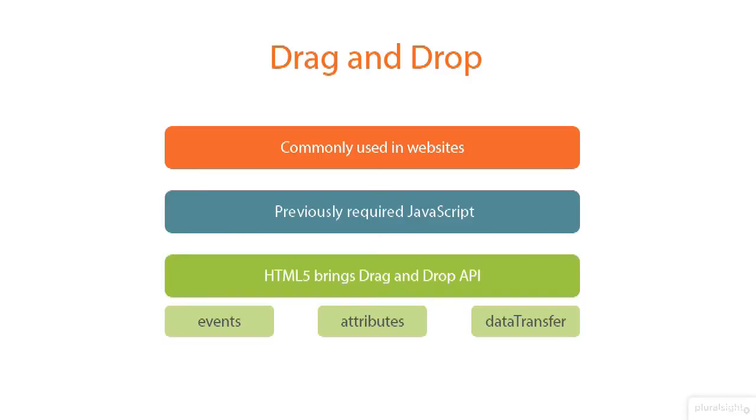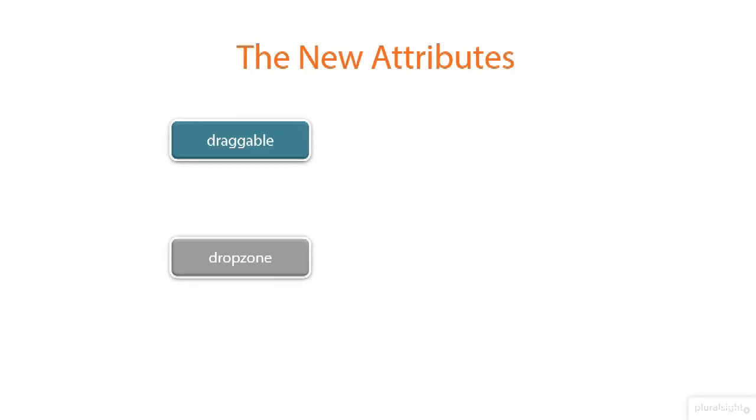The API is pretty straightforward and is based on a system of events, a couple of new attributes we add on the elements, and the data transfer object. Before we add drag and drop to our site, let's start by taking a look at how these new items work in the next couple of slides. And we'll start with the new attributes.